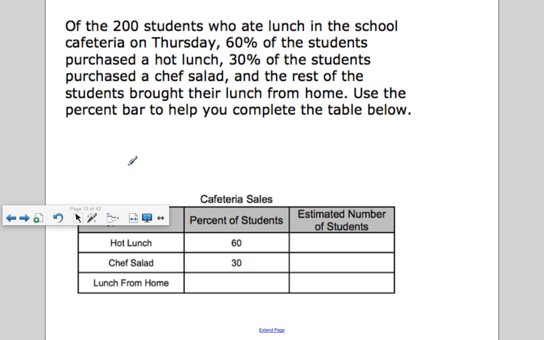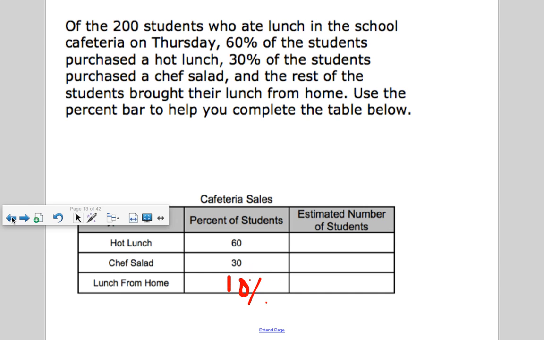Of the 200 students who ate lunch in the school cafeteria on Thursday, 60% purchased a hot lunch, 30% purchased a chef salad, and the rest brought their lunch from home. 60 plus 30 adds up to 90%, so it must be 10% who bring their lunch from home. Use the percent bar to help you complete the table.